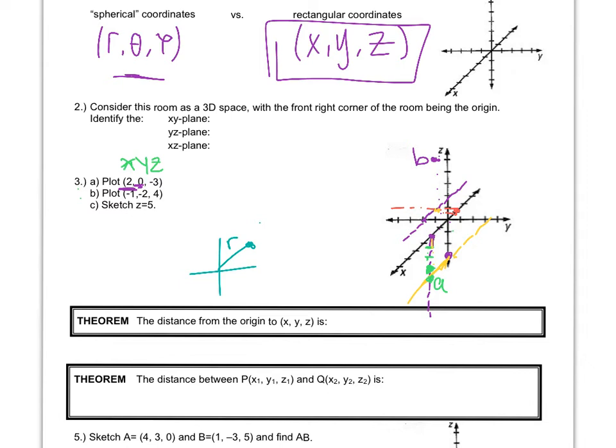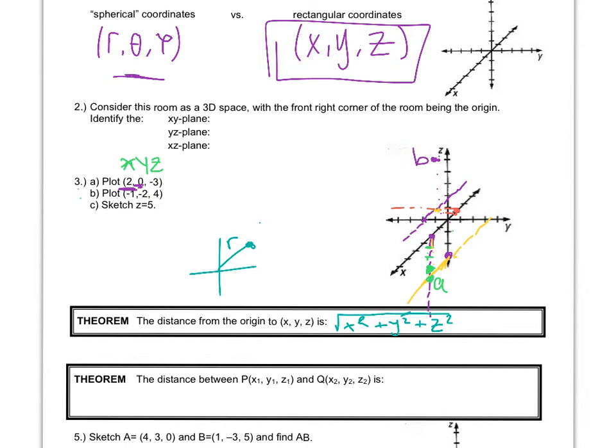Same thing. When you're talking about distance from the origin in 3D space, we're just adding on that third variable. So it's the square root of x squared plus y squared plus z squared. So if it's from the origin, it's nice and simple. We just tack on that third distance to take account for.